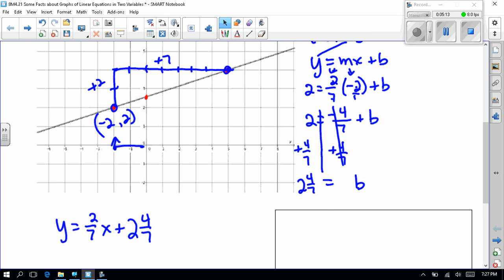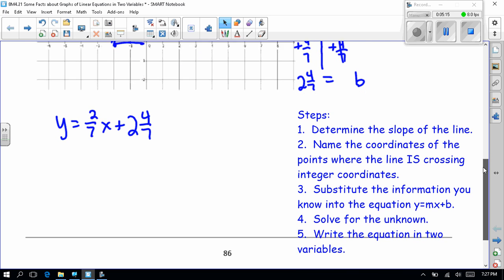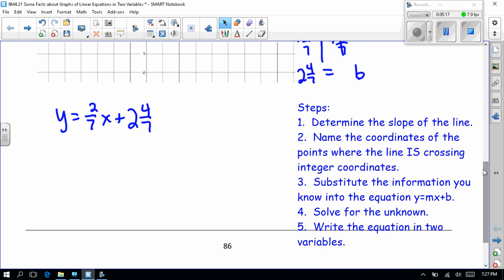What were the steps that I went through? I determined the slope of the line, then I named the coordinates of one of the points where the line is crossing at integer coordinates. I substituted the information that I knew into the equation y equals mx plus b. I solved for what I didn't know, and then I rewrote the equation in two variables. So y equals 2/7 x plus 2 4/7.